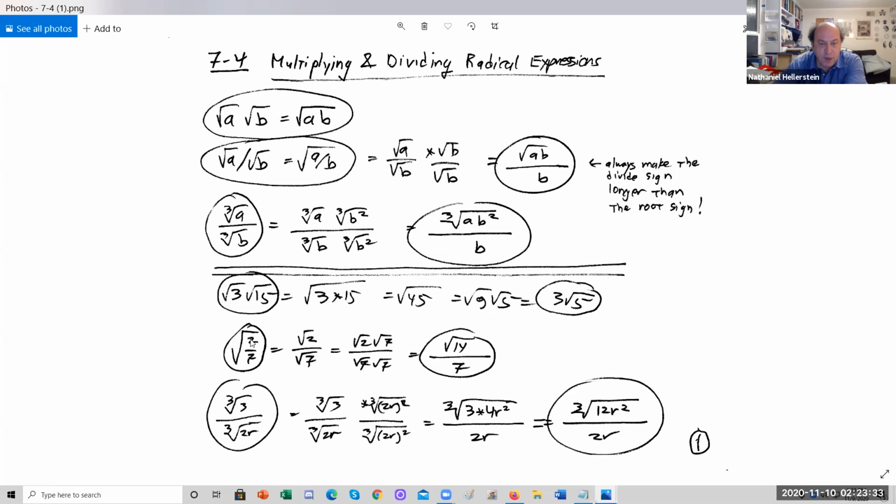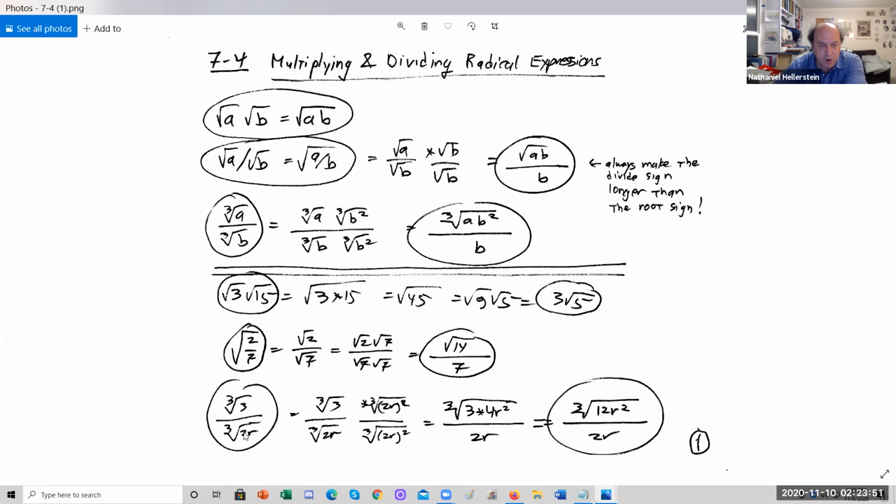Here's root 2 sevenths. You can write it as root 2 over root 7. Multiply above and below by root 7, so as to rationalize the denominator, making it 7. And root 2 times root 7 is root 14. So root 14, all that divided by 7.